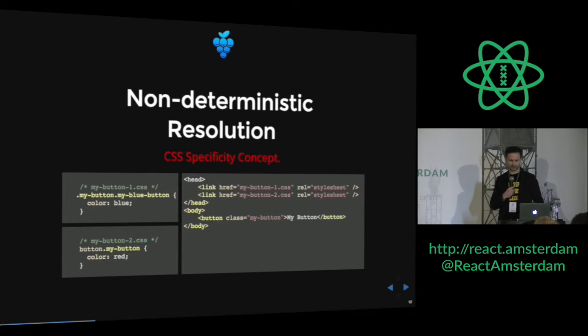Here is a quick quiz for you. I have just one button. On the left, you see one style sheet with color blue, and down there, you have another style sheet with button with color red. And on the right, you see the HTML. So here's a quiz. Which color does this button actually have after it's rendered?